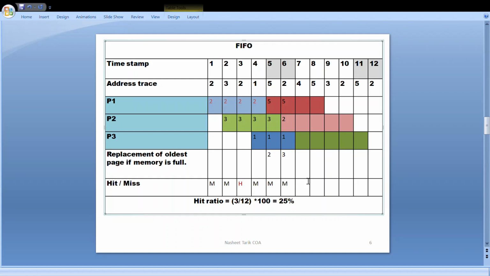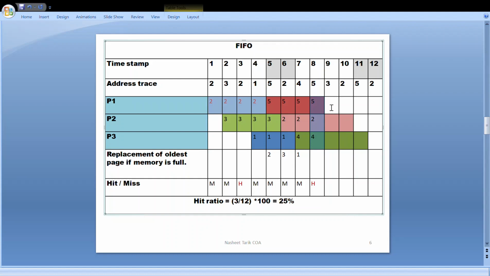Now page number 4 comes, 4 is not there in M1, so again a miss occurs. So now again which page needs to be replaced? This is older by 2 times, this one has recently come, so 1. So which page are you going to replace? You are going to replace page number 1 by page number 4, and these 2 pages are already present. Now page number 5 comes. Page number 5 is present in your M1 memory. So it is a hit, and the processor directly accesses page number 5 from your M1 memory.